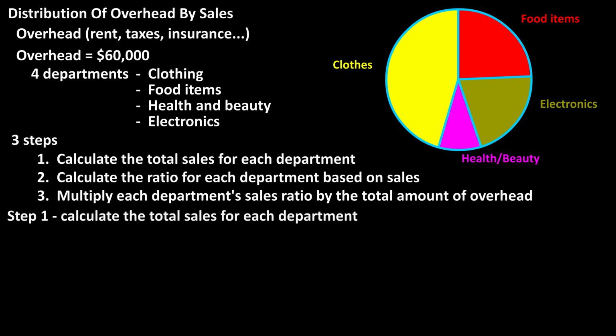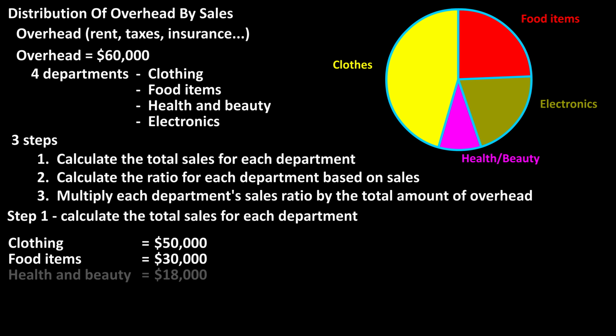Step 1 is to calculate the total sales for each department. And we're going to say the clothing department had a total of $50,000 in sales. The food department had a total of $30,000 in sales. Health and beauty had $18,000 in sales. And electronics had $27,000. And step 1 is complete.